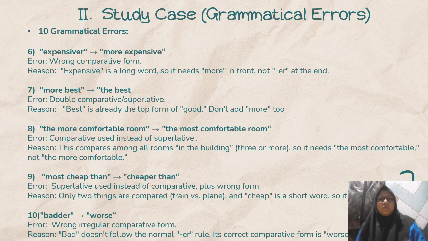Six, it's expensive. It should be more expensive. It used the wrong comparative form. The reason is that expensive is a long word, so it needs "more" in front, not "er" at the end.